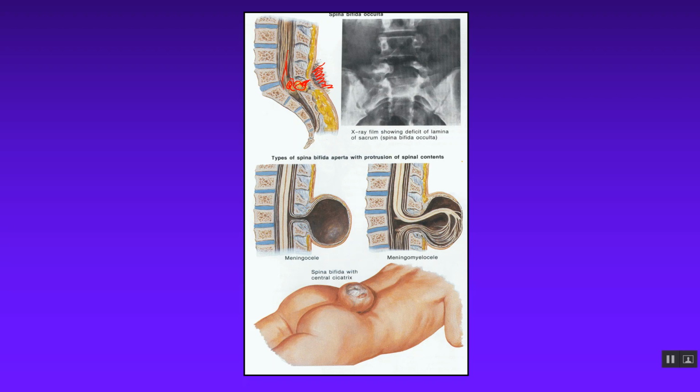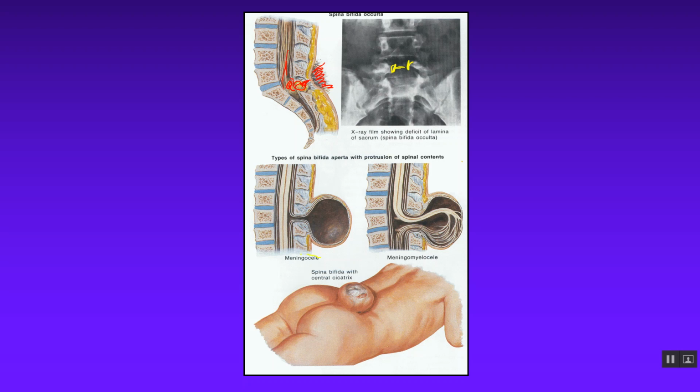This has to be confirmed with x-ray. What this x-ray is showing is that this vertebral level is all nice and filled in here. The next vertebral level down, there's a gap right there, a gap in the vertebral arch, so you can see that open space there. That's a spina bifida occulta.